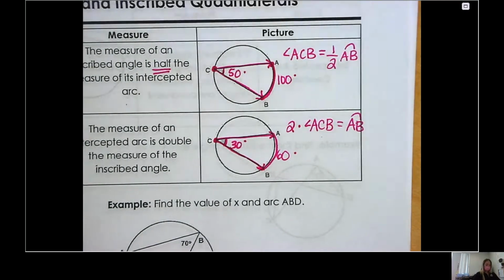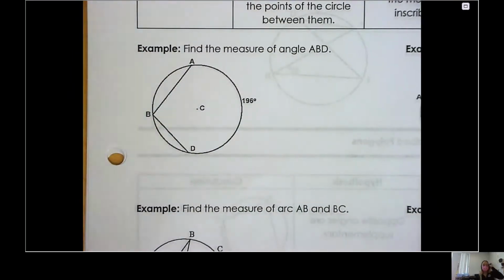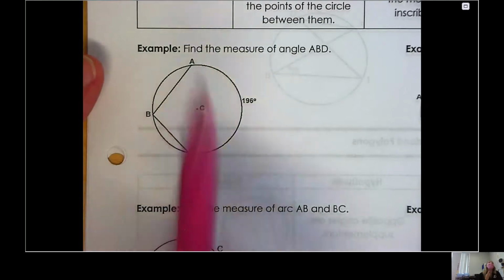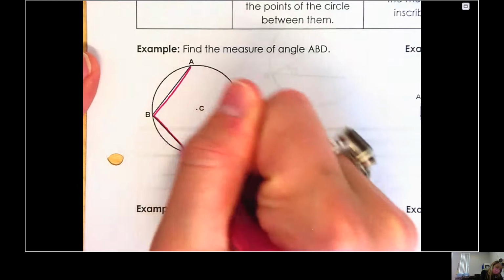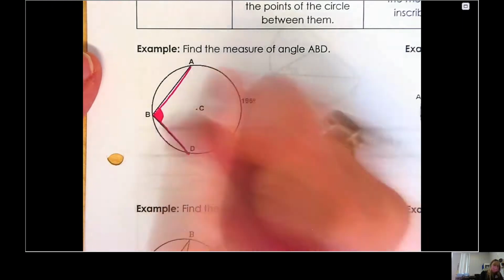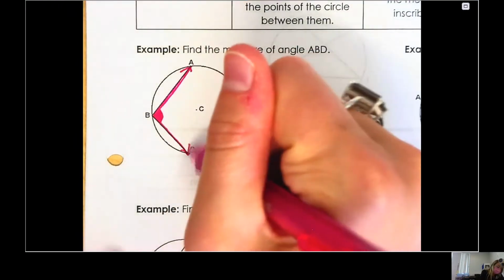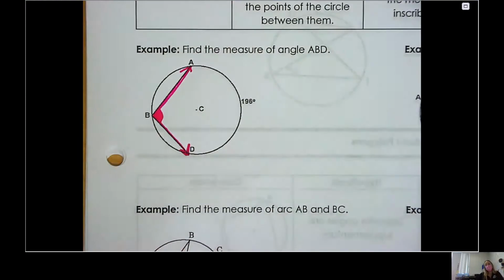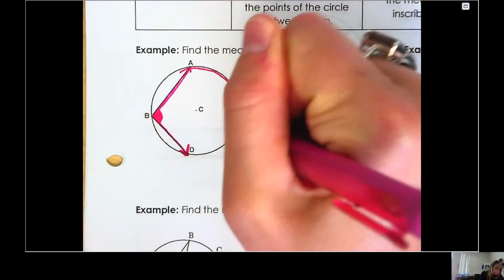Okay, first one says, find the measure of angle ABD. So first thing I always do is I trace the angle that it asks me to find. ABD is this angle right here. And I always color it in. Then I follow my chords and make straight arrows out so that I can see which arc it intercepts. So what's the arc that matches up with this angle right here, angle B? Arc AD. Very good.